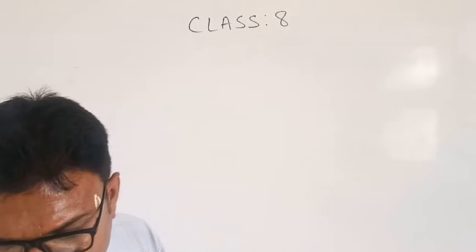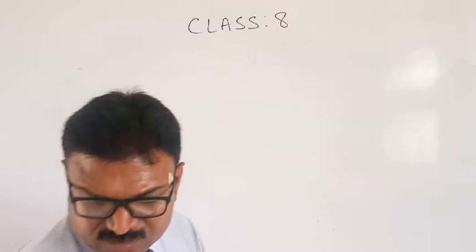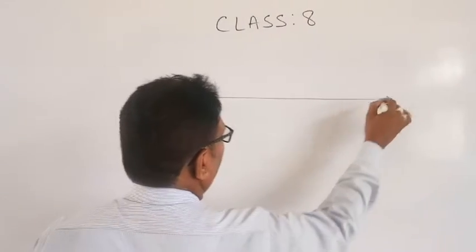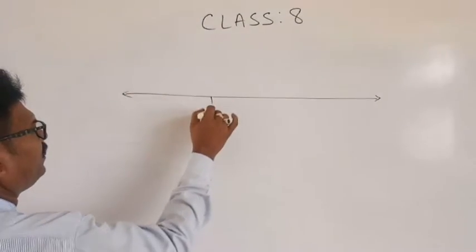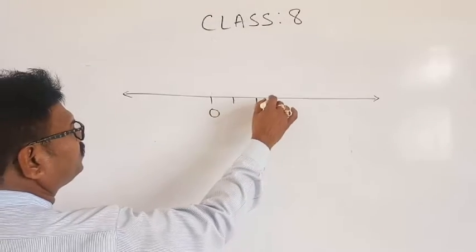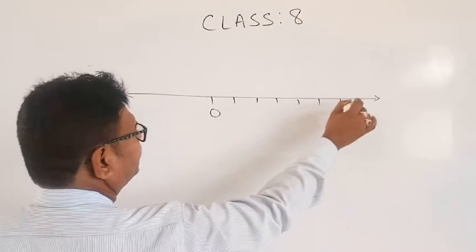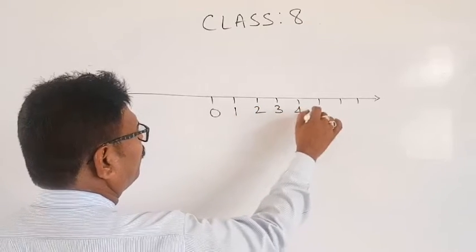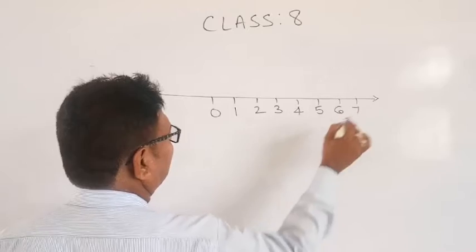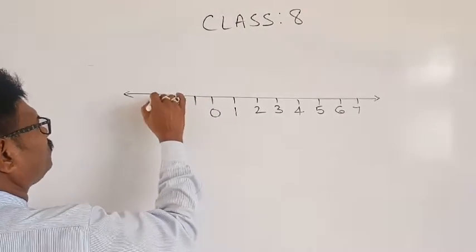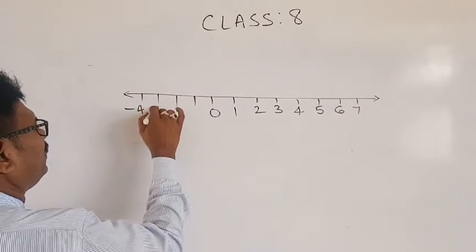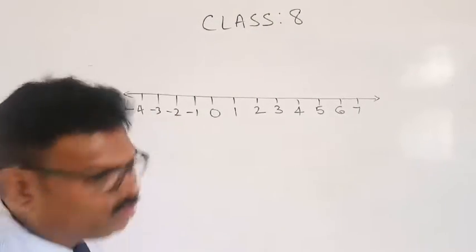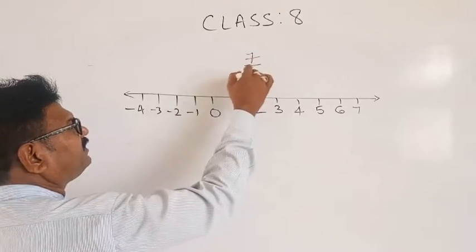Very simple. Represent the number 7 by 4 on the number line. See now, very simple. 0, 1, 2, 3, 4, 5, 6, 7 like this. 1, 2, 3, 4, 5, 6, 7. 1, 2, 3, 4. Minus 4, minus 3, minus 2, minus 1. So how much we have to do? Represent 7 by 4.